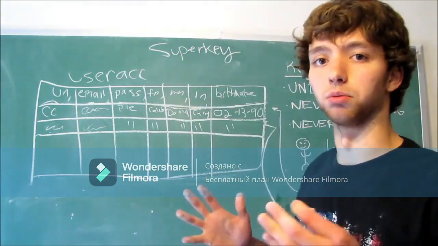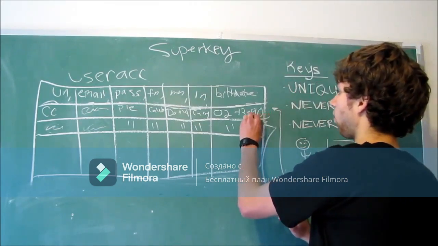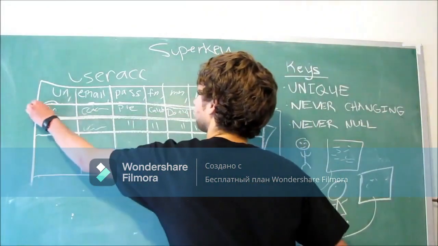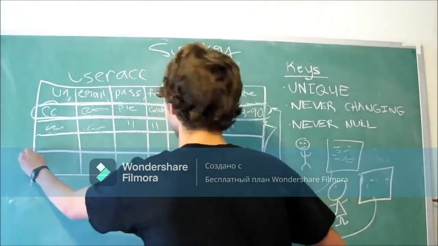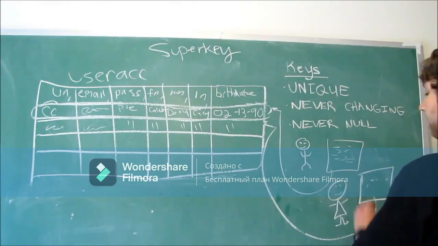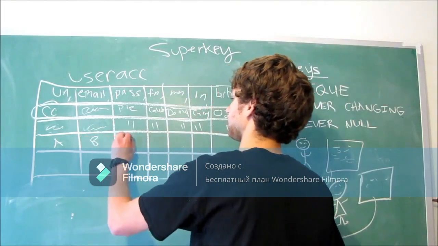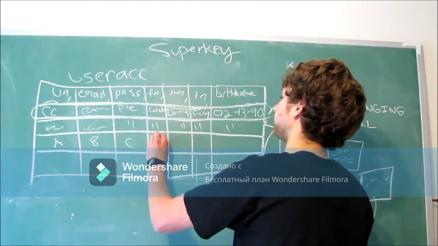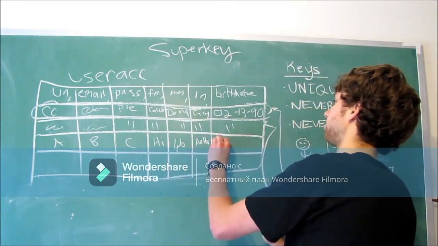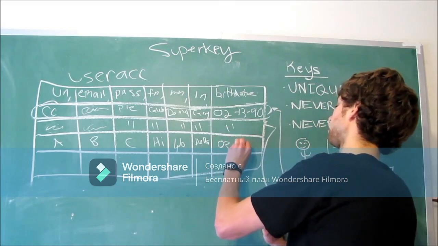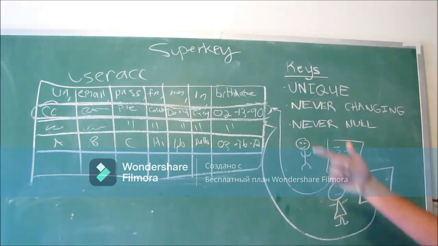It's any number of columns that forces every single row to be unique. If you take all of this information and compare it with another, let's create a new row. Let's say this lady here actually ended up putting her information in. Her username is A, her email is B, password C, first name is Hi, middle name is Yo, and her last name is Hello, and she was born 03/16/72. That is her birth date.